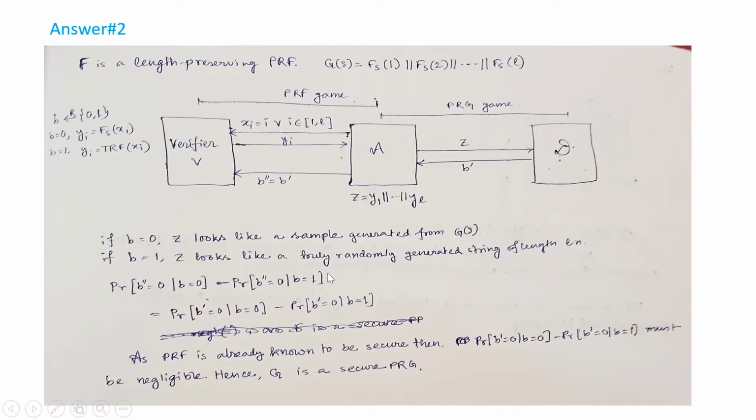Now if you see the first probability, F being a secure PRF is already known to be negligible. So we can conclude that the distinguishing advantage of the PRG distinguisher D is also negligible. And so we conclude that the PRG is actually a pseudorandom generator and a correct, or secure, construction of a PRG.